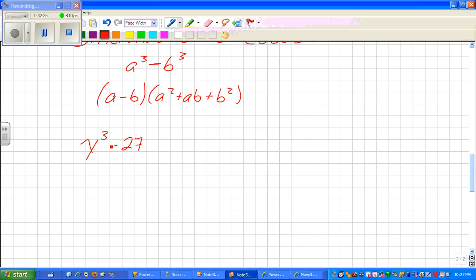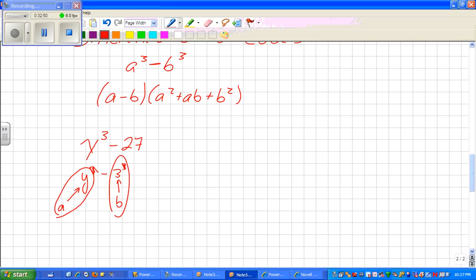Okay, so y to the third, that's fine. But I can rewrite 27 as 3 to the third power. Again, I want to make sure I see these exponents as 3's. Once I do that, I can cross them out. And then that makes y my a value. Oh, that was a bad circle. Let's try that again. And that makes 3 my b value.